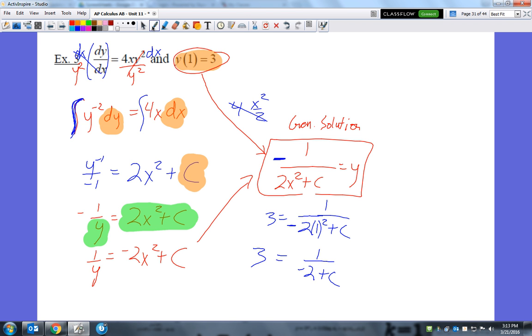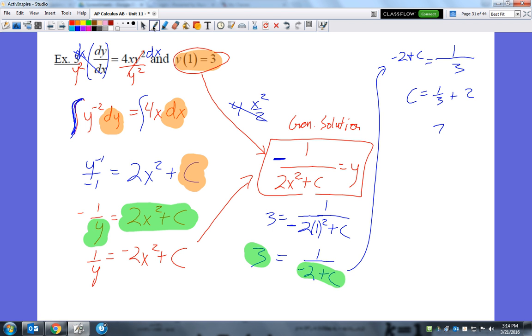Is equal to 3. And again, the variable is on the bottom, and a constant is on the top. I can just switch them, and let me write it over here, and have negative 2 plus c is equal to 1 over 3. And then we're just going to add 2 to both sides, so c is equal to 1/3 plus 2. And then adding that with a common denominator is going to be 6 plus 1, so it'd be 7 over 3 is equal to your c value.